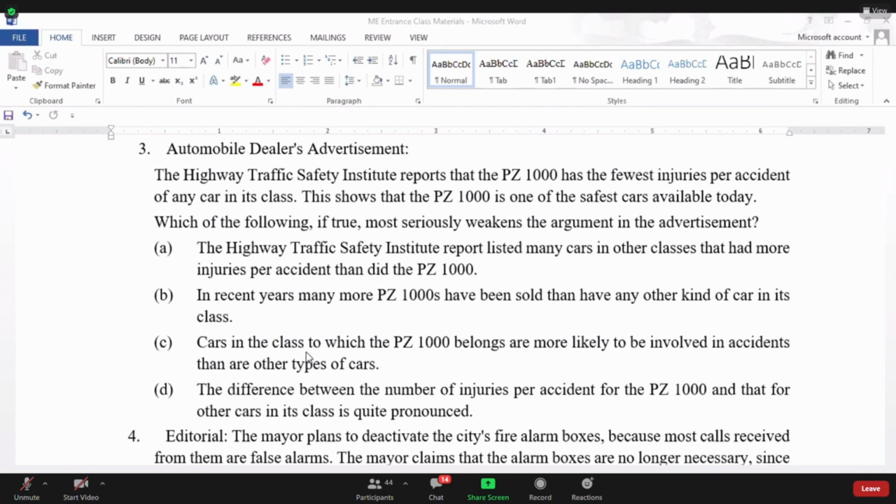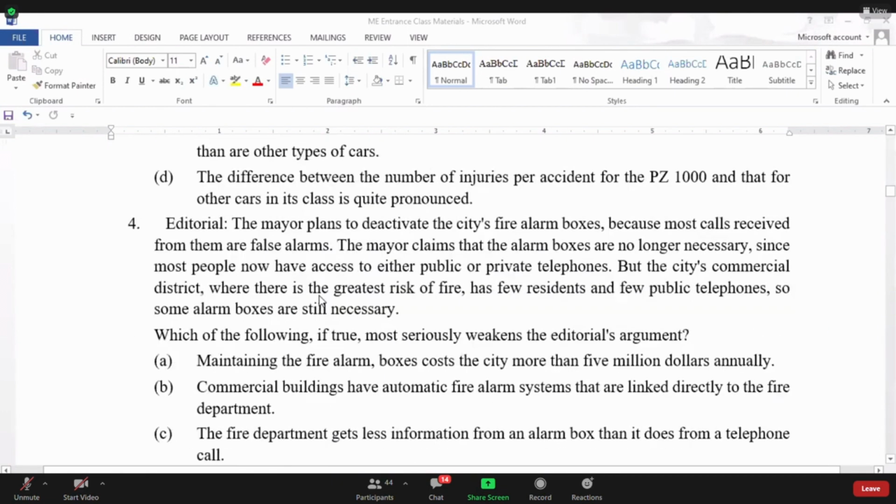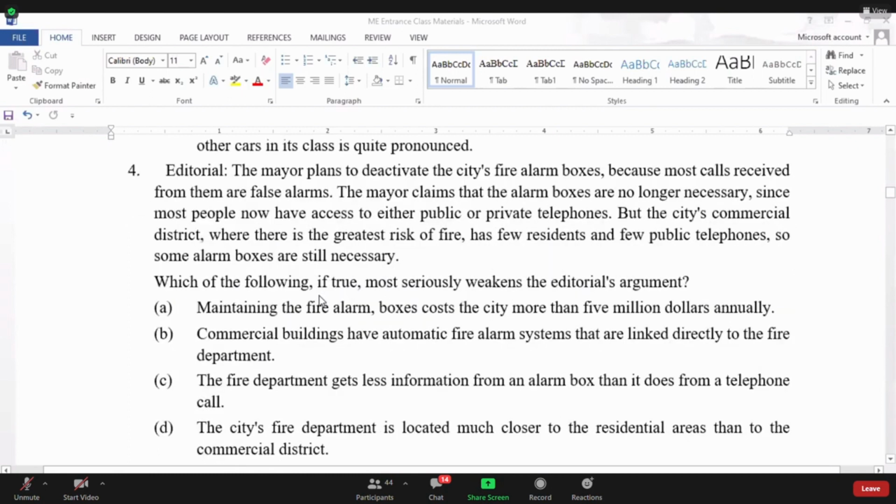Shall we move to number 4? Yes, sir. Number 4, you read. Write it in the chat like this: select 4, so 4B or 4C, like that. Okay.